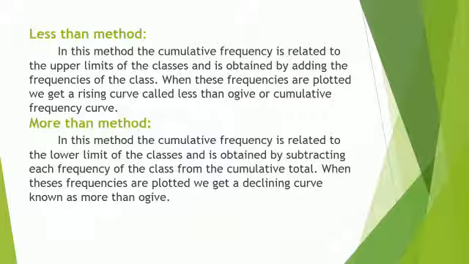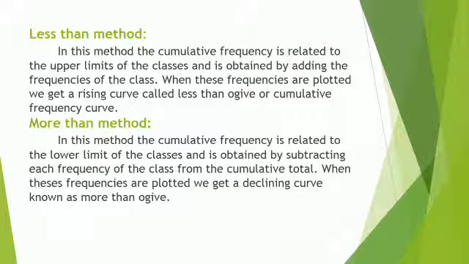First you have to know how to find less than CF and more than CF. Less than CF means you have to add the frequencies. The first one is the same and the remaining you have to keep adding up, which is the less than CF. More than CF means you have to subtract the frequencies from the total of the frequency. First you find the total of the frequency and then subtract each frequency of the class, and we get the more than CF.